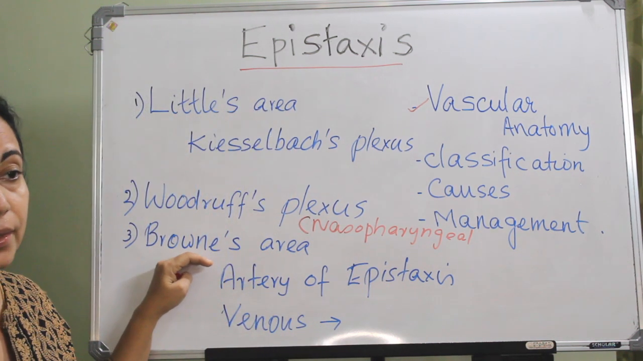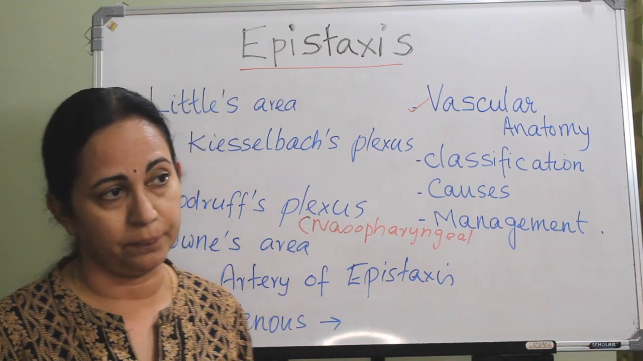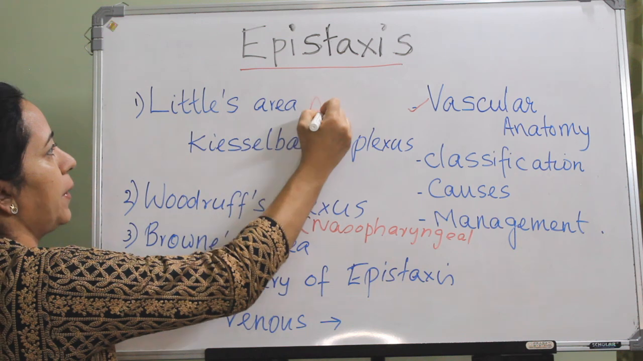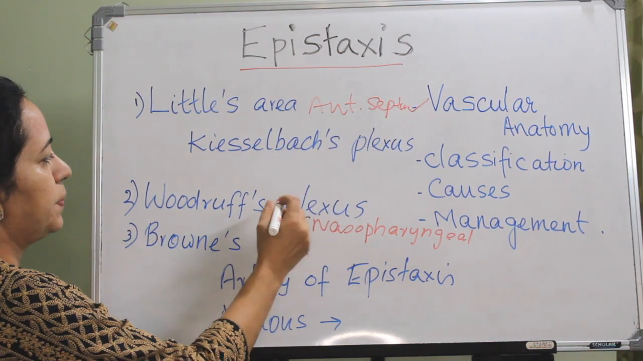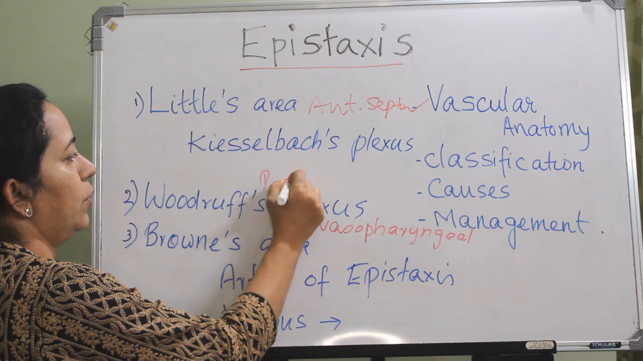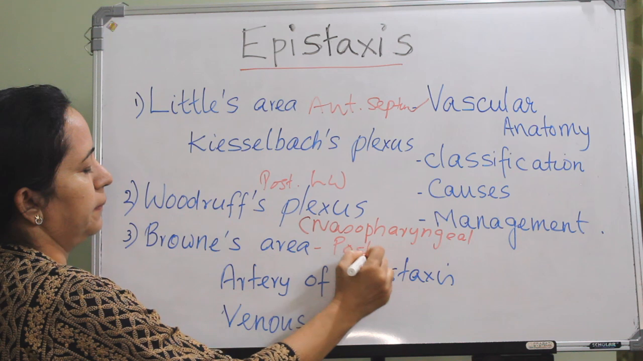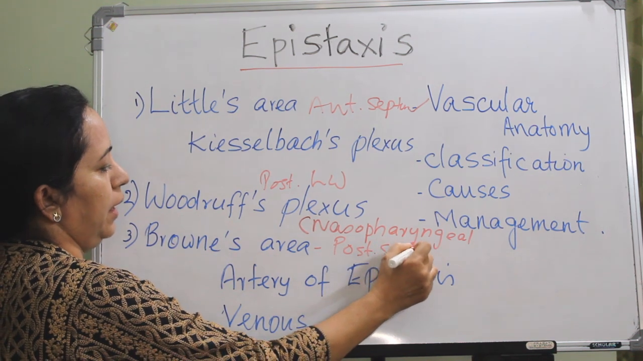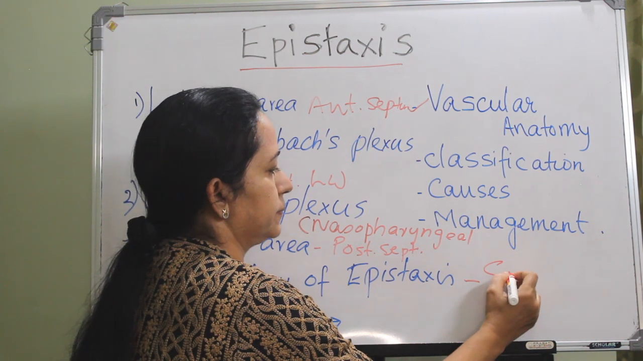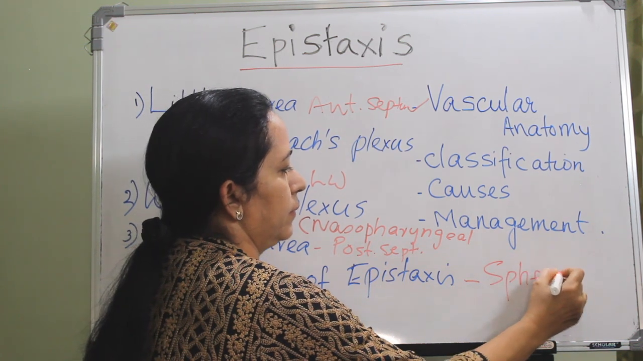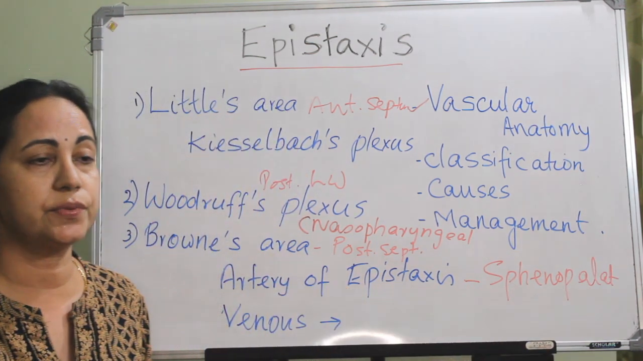There is also another area called Brown's area, which is on the posterior end of the septum. So Little's area is on the anterior part of the septum, Woodruff's plexus on the posterior lateral wall, and Brown's area on the posterior septum. And what is the artery of epistaxis? It is the sphenopalatine artery, mainly the posterior septal branch of the sphenopalatine artery.